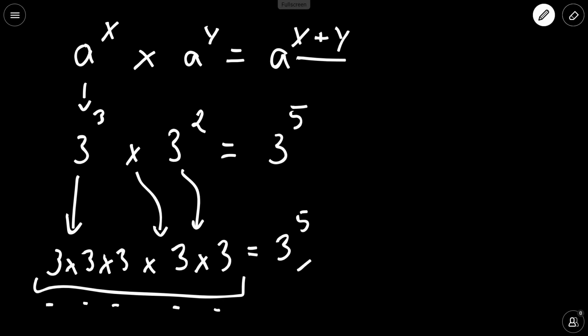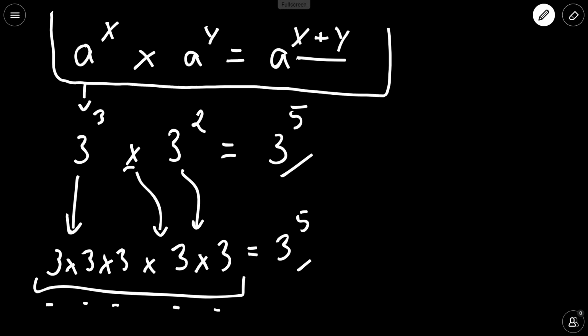Nice. So I hope that makes sense where this is coming from. This is our law. If you multiply two terms in index form, you just add the exponents together. Law number one, let me write a little one here, done.